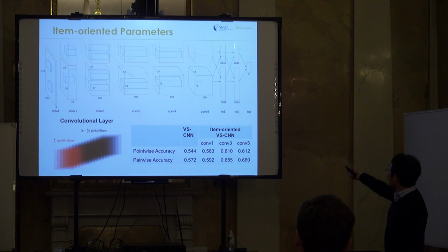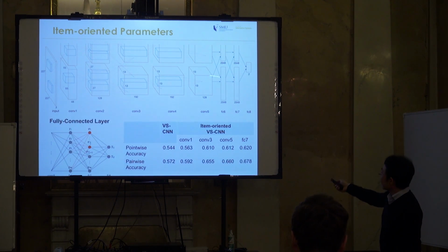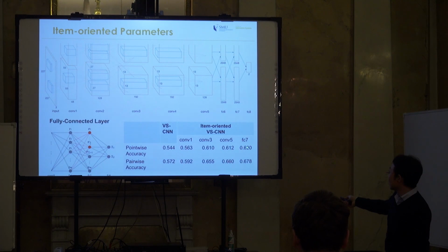Now, in fact, if you go all the way to the end, this is when we look at a fully connected layer and we reserve some parameters for each specific restaurant, we get the best performance, but it's still around 62% point-wise and 68% pairwise.